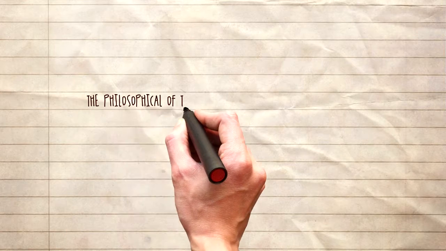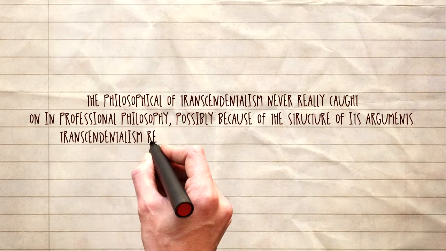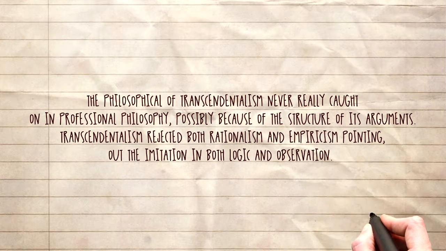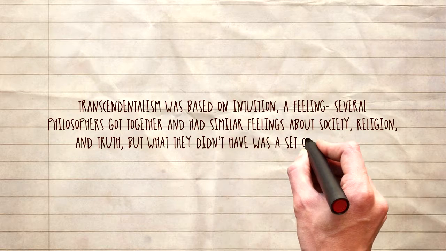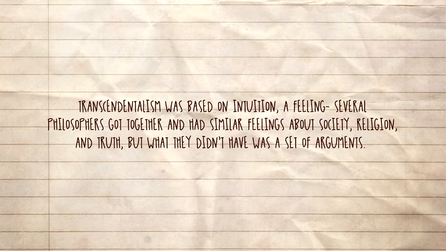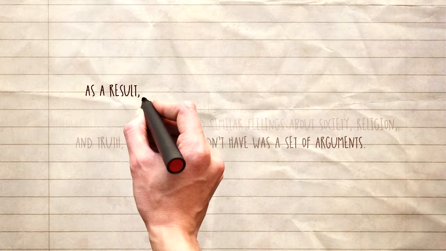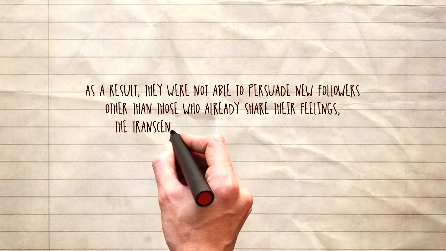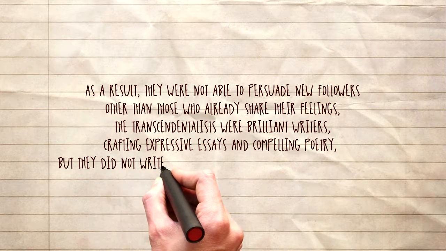The leading figures are Ralph Waldo Emerson, Henry David Thoreau, and Walt Whitman. The philosophy of Transcendentalism: Transcendentalism never really caught on in professional philosophy, possibly because of the structure of its argument. Transcendentalism rejected both rationalism and empiricism. Transcendentalism was based on an intuition, a feeling. Several philosophers got together and had similar feelings about society, religion, and truth, but what they didn't have was a set of arguments. As a result, they were not able to persuade new followers other than those who already shared their feeling.